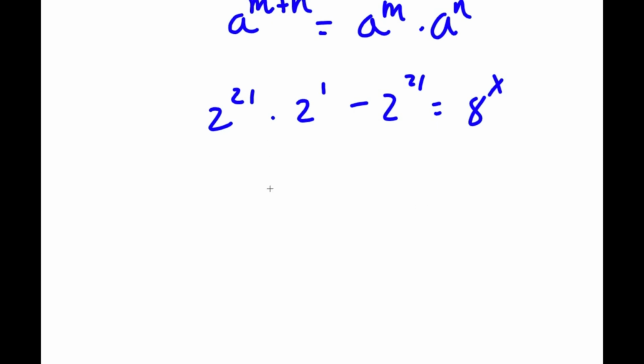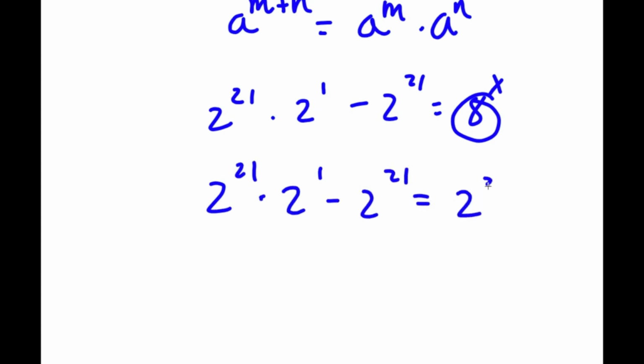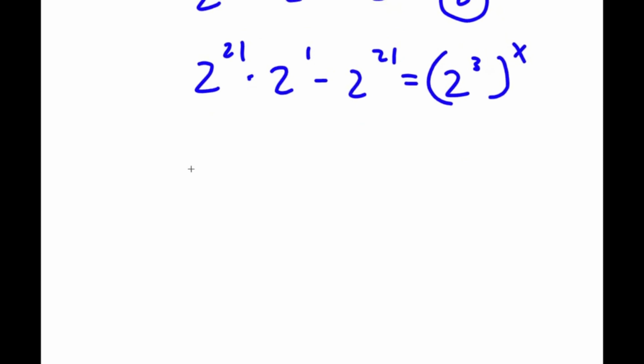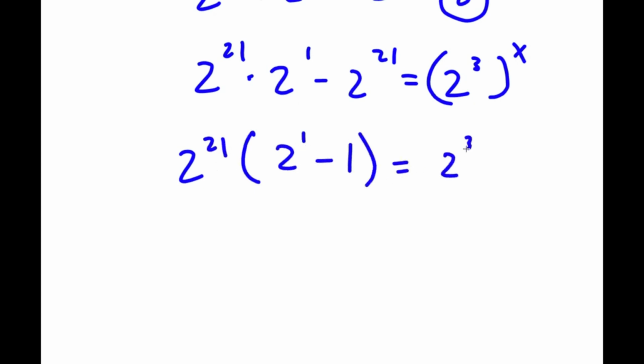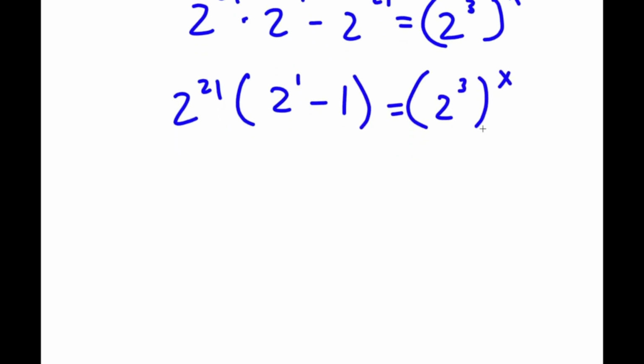Now, from here, 8 is the same thing as 2 to the power of 3. So now I have 2 to the power of 21 times 2 to the power of 1 minus 2 to the power of 21 is equal to 2 to the power of 3 to the power of x. Now, for my left-hand side, if I factor out 2 to the power of 21, I get 2 to the power of 21 times 2 to the power of 1 minus 1. This is still equal to 2 to the power of 3 to the power of x.